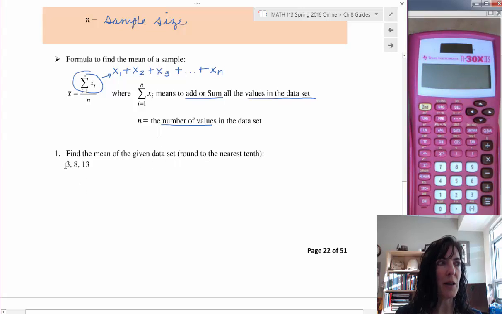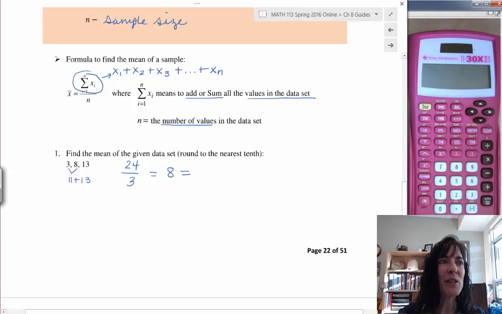So if we're finding the mean for a given data set and we want to round to the nearest tenth, I see 3 numbers here that I want to add up, and I can do this one by hand partially, I think, because if I add these two, I get 11, and then add in that 13, so that'll be 24. So I have 24, and that's the sum of all my data points, and then I have to divide by 1, 2, 3 because there are 3 data points. My n is 3, so I'll divide by 3, and 24 divided by 3 is 8.